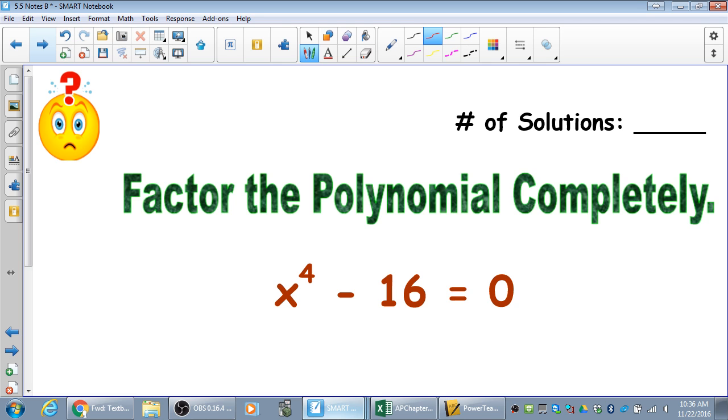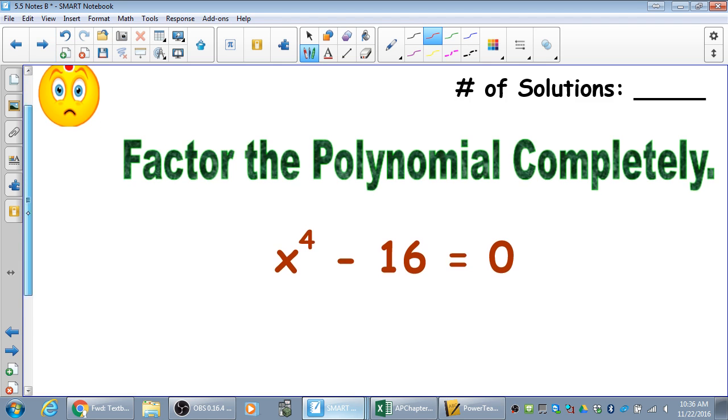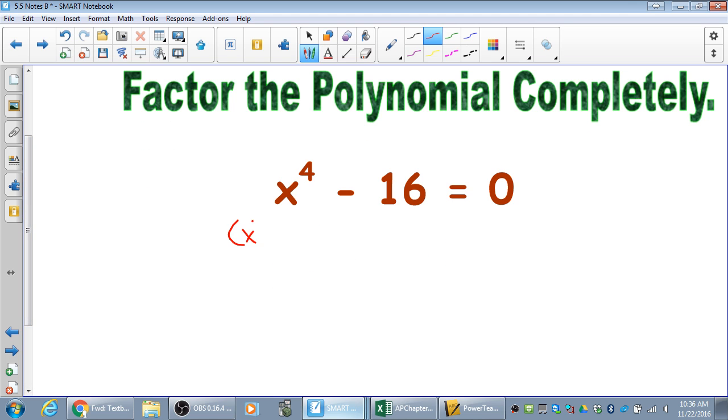x to the fourth minus 16, this is the difference of two squares. So x squared minus 4, x squared plus 4 equals 0. Hold on one second, I'll be right back. I think the person who wrote it is right.